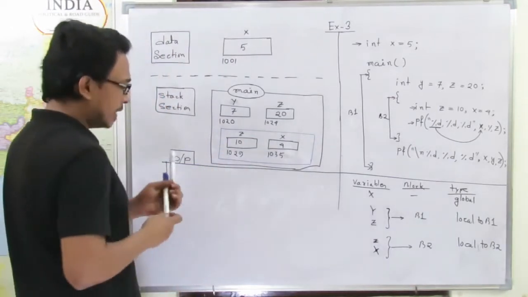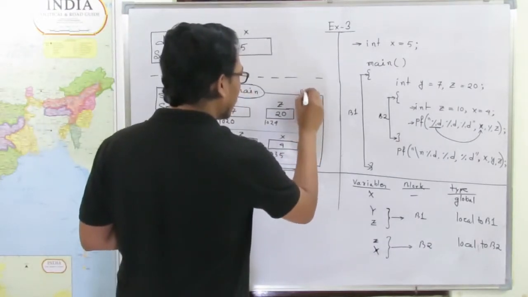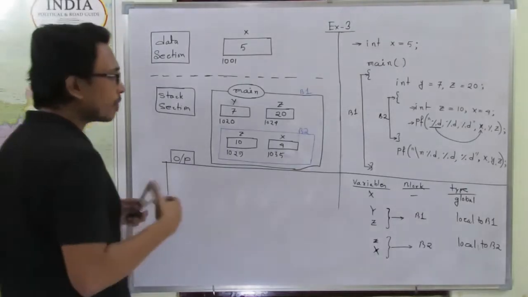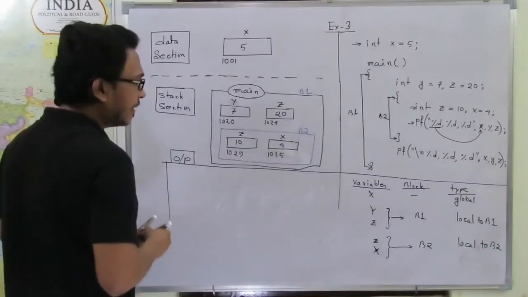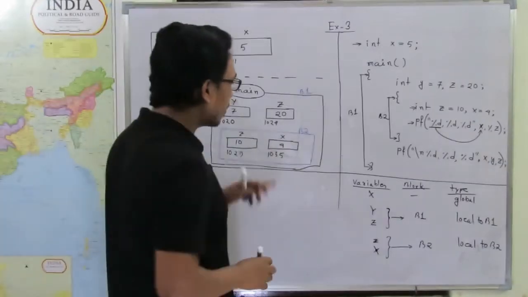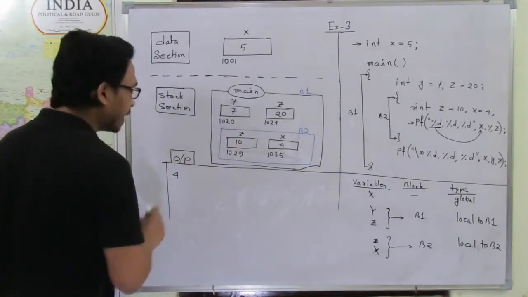Look, here is our B2 block. This one is our B1 block, and this is our global section. Now, as x is already available inside the B2 block, what is the content of x? Here the content of x is 4. So we will get 4 as output here.